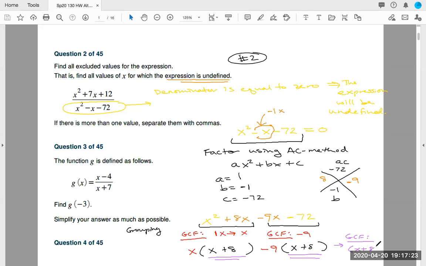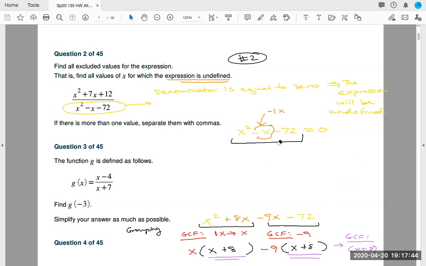Okay. Let me save this. And then I'm going to clear this screen out, not the entire thing. Write this up here first. Still getting adjusted to this writing device.